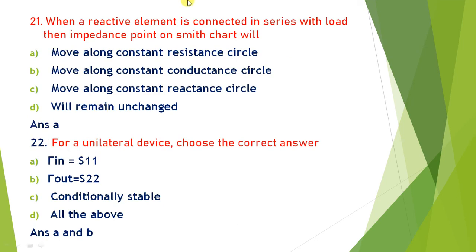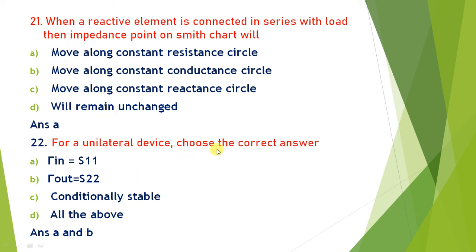When a reactive element is connected in series with the load, then the impedance point on the Smith chart will... So if you add a reactive component, meaning an inductor or capacitor, in series with the load, then the point on the Smith chart always moves along the constant resistance circle. Okay, so the answer is A.